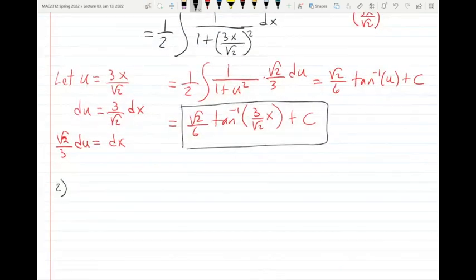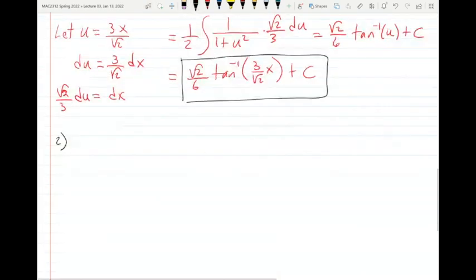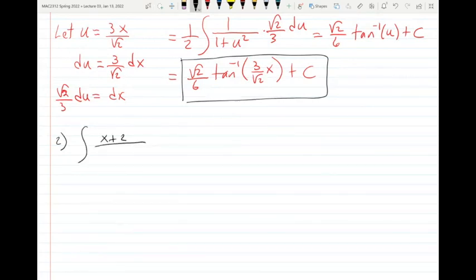All right, so let's see. Let's do another one. I mean, we're going to do several, but how about this one? Integral of x plus 2 over square root of 4 minus x squared.